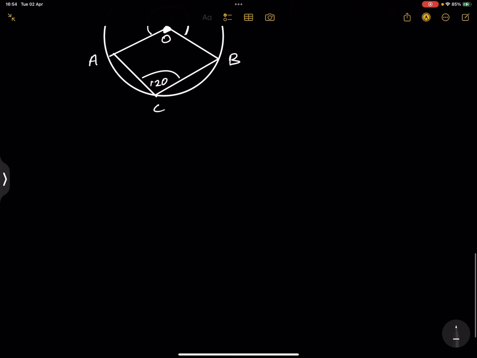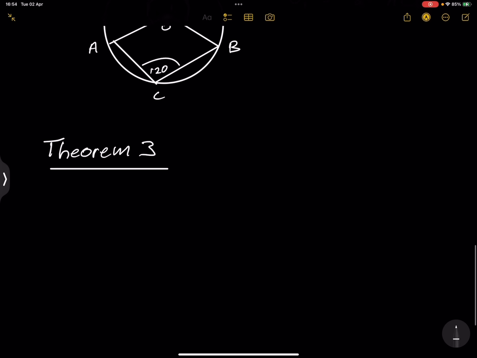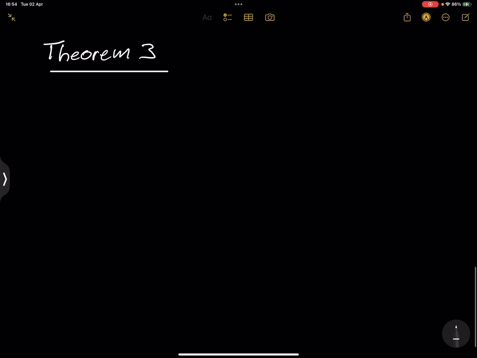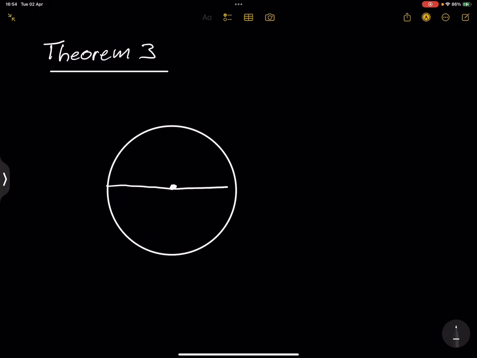Now let's move on to the next one, which is theorem number 3. How do we state theorem number 3? As I said to you, the first 3 theorems have to do with the center. Theorem number 3 kind of looks like theorem number 2. It simply says if an angle is subtended by a diameter, that angle is equal to 90 degrees.